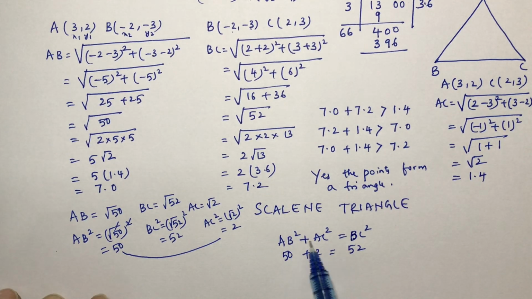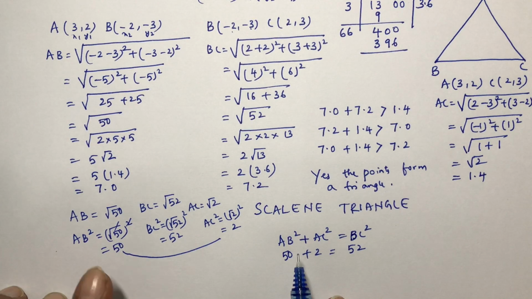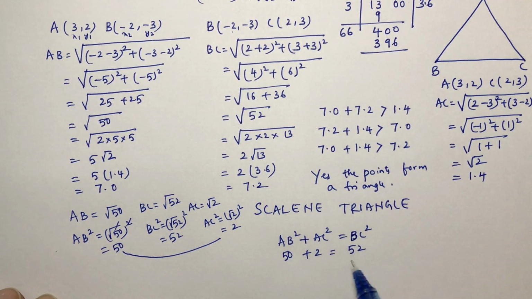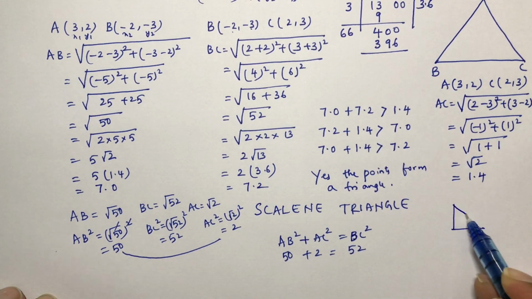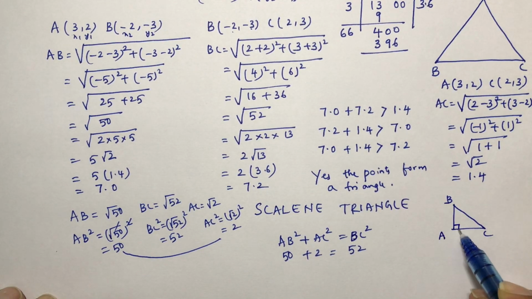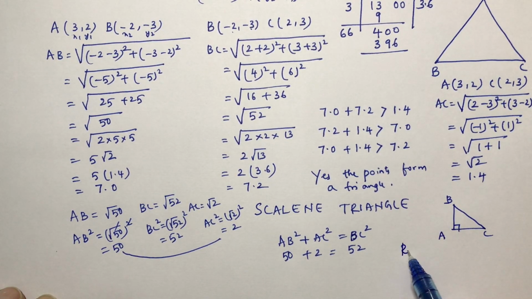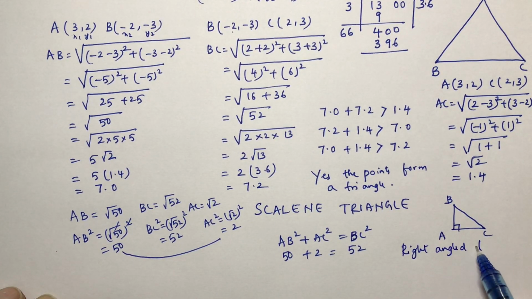So the sum of the squares of two sides is equal to the square of the third side. So you can write it as a right angle triangle also. It is a scalene triangle, and it is a right angle triangle. BC is the hypotenuse, so the right angle is at A. So you can write it is a right angle triangle also.